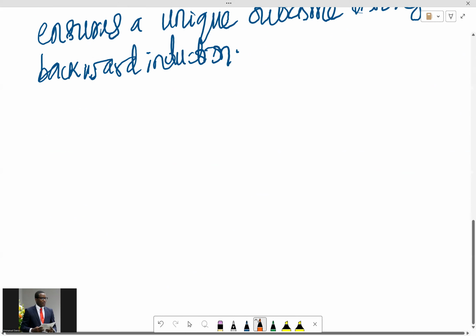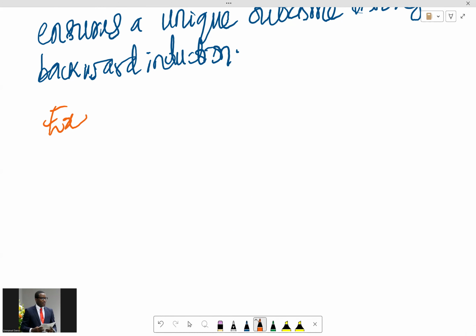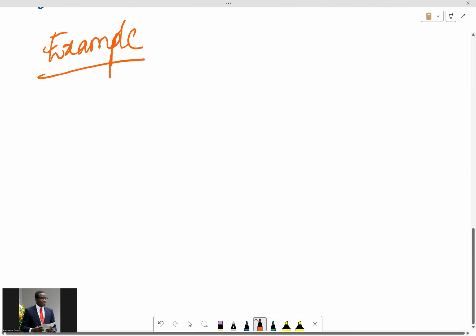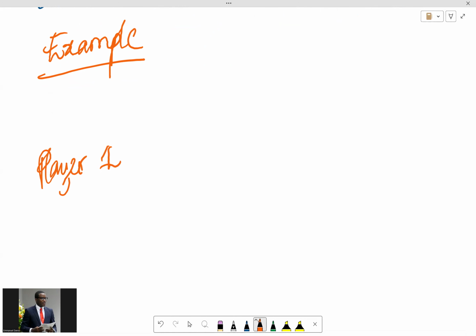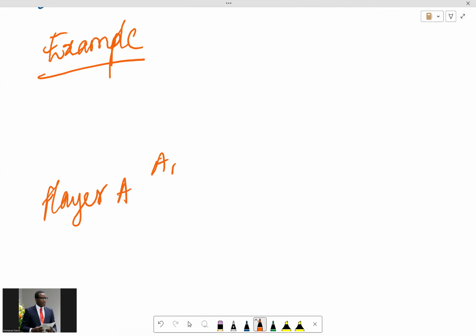Imagine we have two players. We have player A with strategies A1, A2, and A3. Let me bring that down a little bit so I can have some space. And we have player B with strategies B1, B2, and B3.